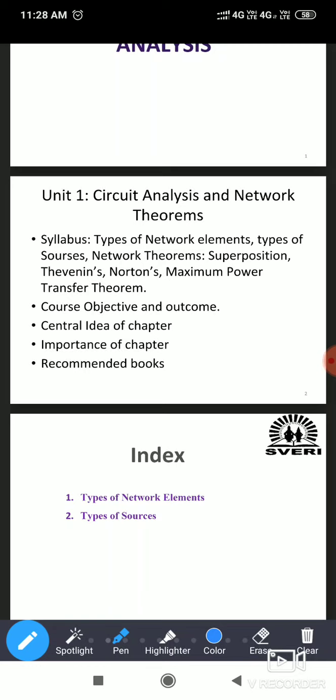Once again, I will dictate that course outcome: analyze linear circuits with the use of different network theorems and analysis methods. Okay.